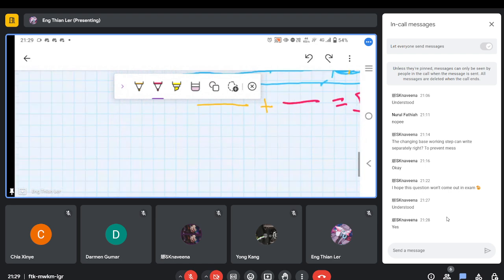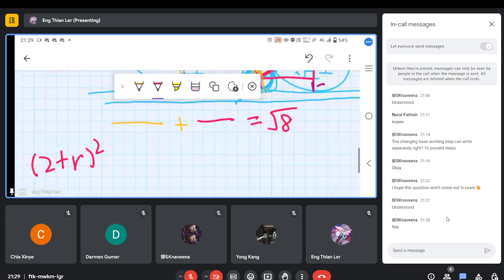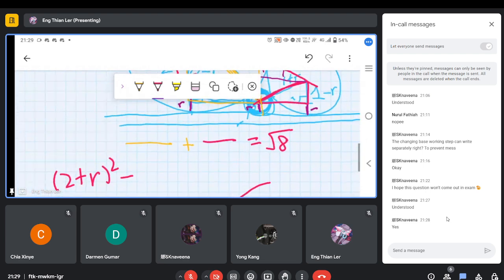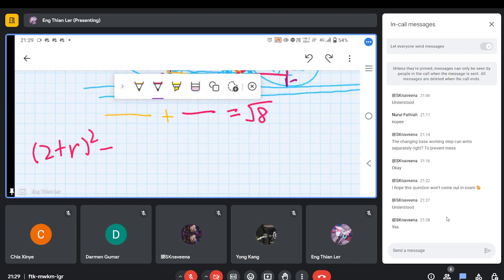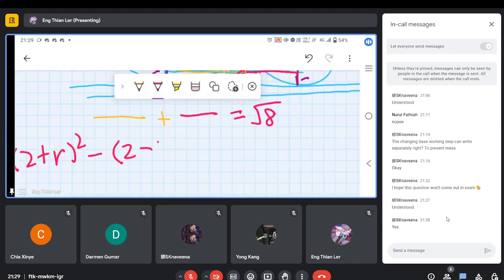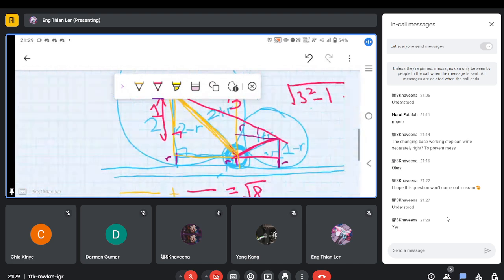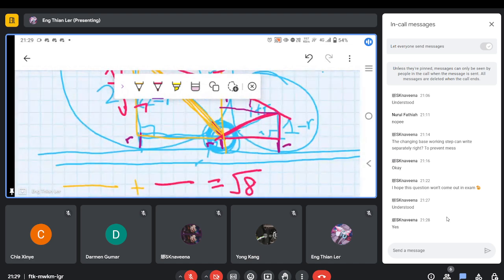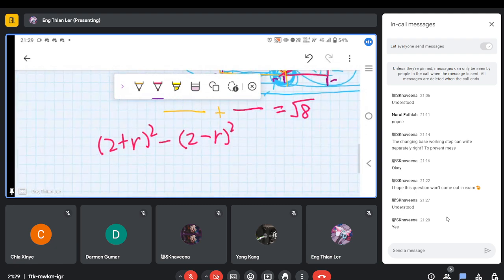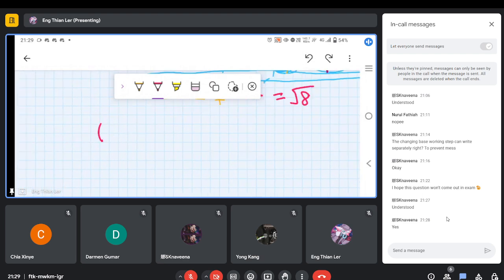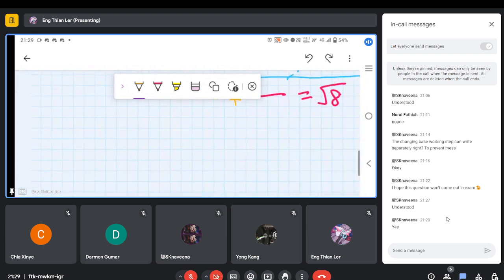So (2 + r) square minus (2 - r) square. Because this is a, look at this, we are finding the side, not the square of the side. So we need to put square root. Square root is important. If we didn't put the square root, we lost the mark.